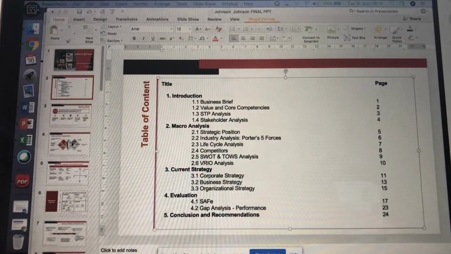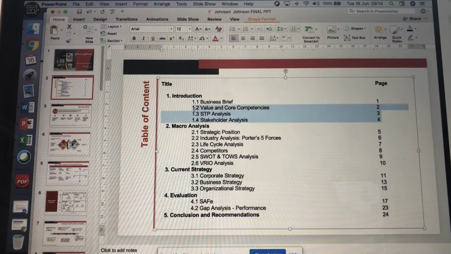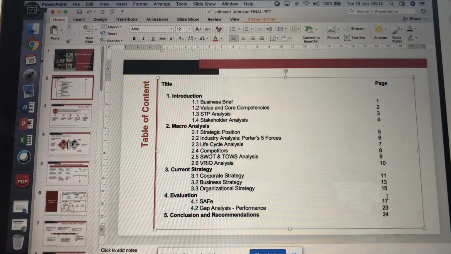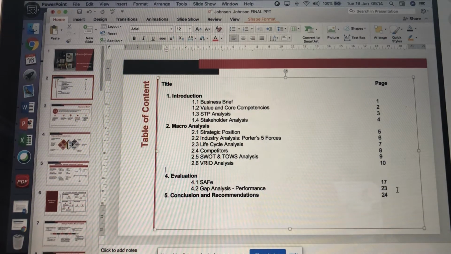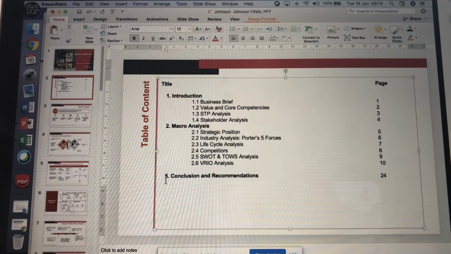Okay, you have a table of contents. Now, in your case, your presentation is different. In your case, you don't have this, you don't have this part here, you don't have that. That's basically your table of contents.